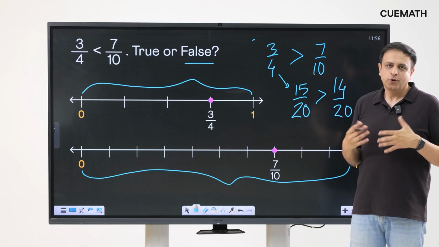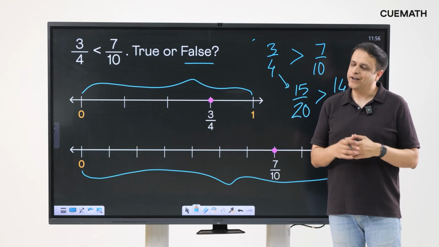So that's it. That's how you compare two fractions with different denominators. I hope you understood the concept.